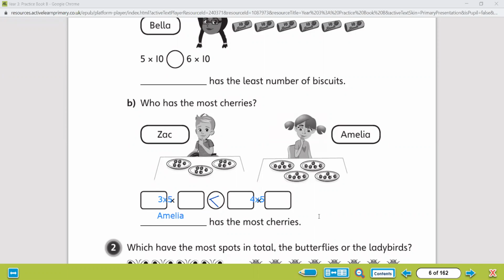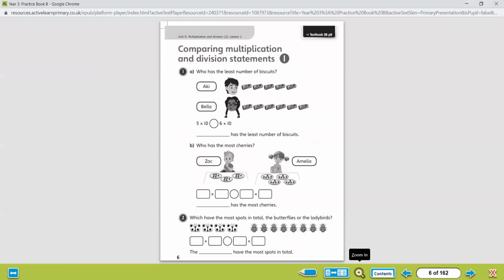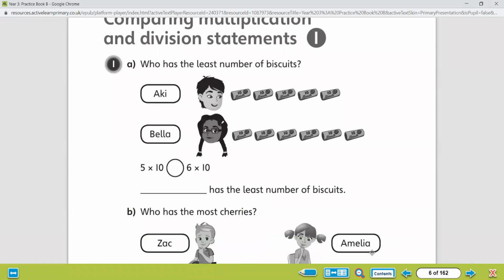For those of you who are super clever today, you might think, well, I know they're both multiplying by 5, and I know that 3 is smaller than 4. So actually, I know without counting in 5s. I want to clear that. And let's go on down to the last question on this page.